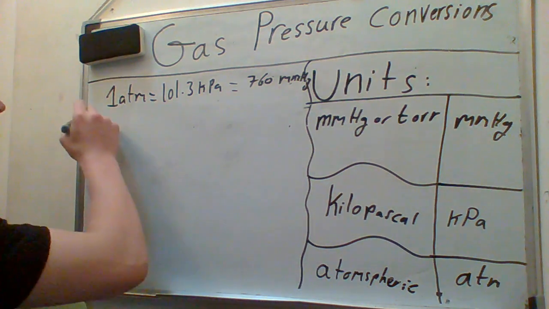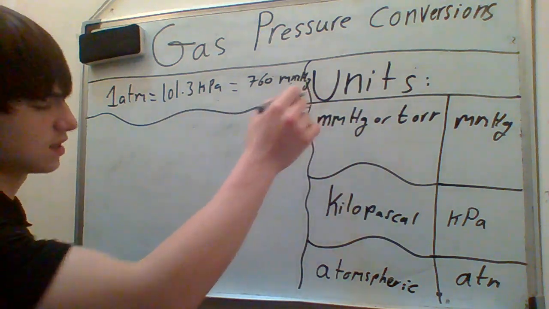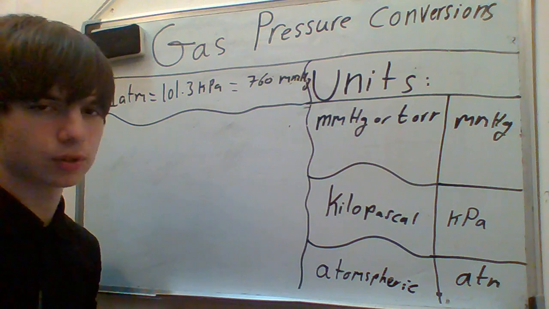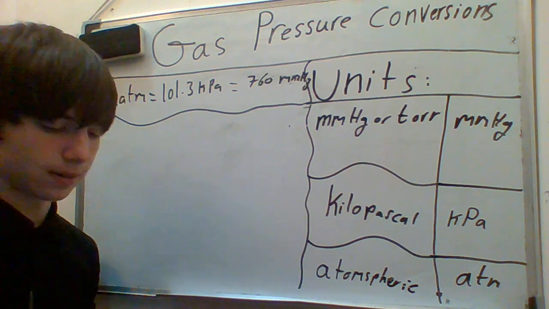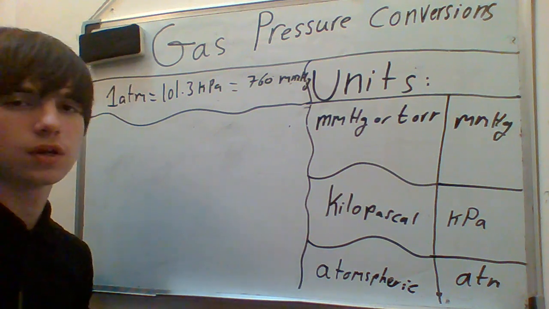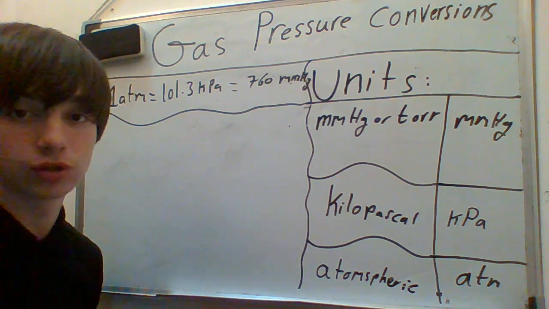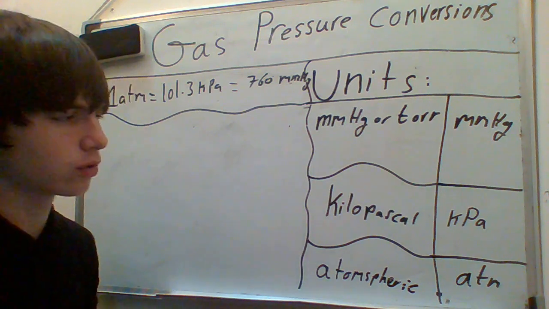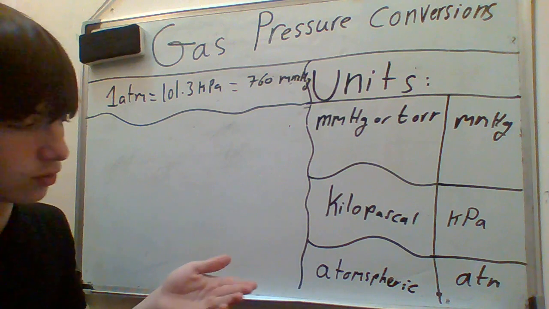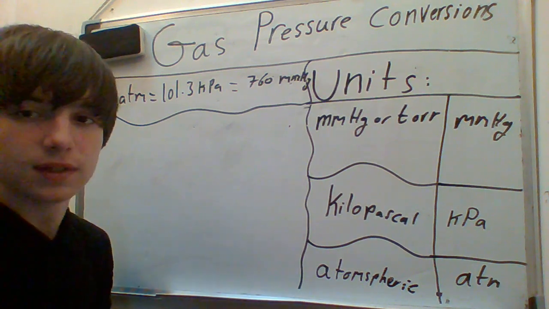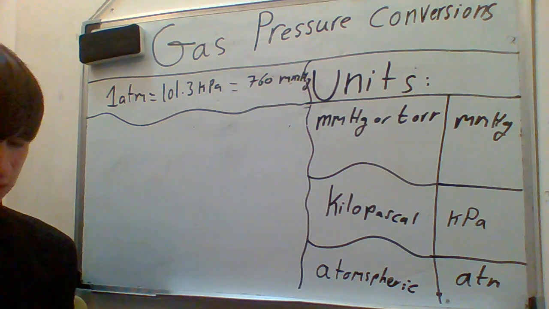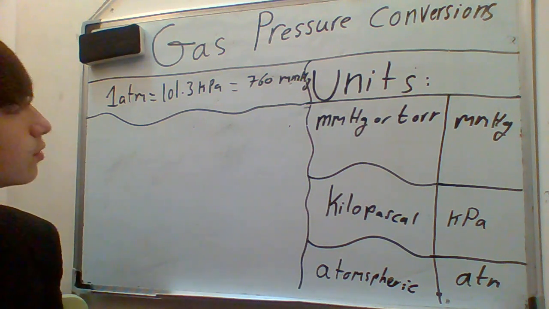Now let's take an example. It's only going to be one example showing how to convert the units, because, of course, this is only a short video giving brief information, an introduction about gas pressure conversions, and what millimeters of mercury or torr, kilopascal and atmospheric pressure are used for.